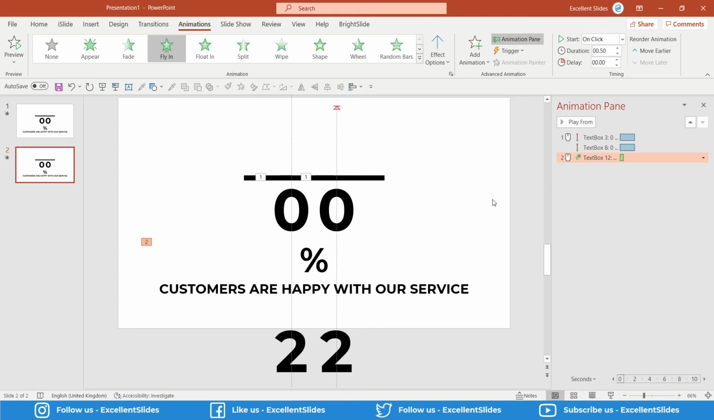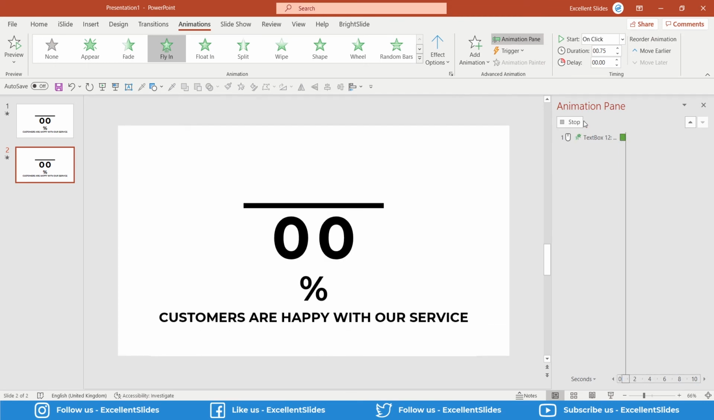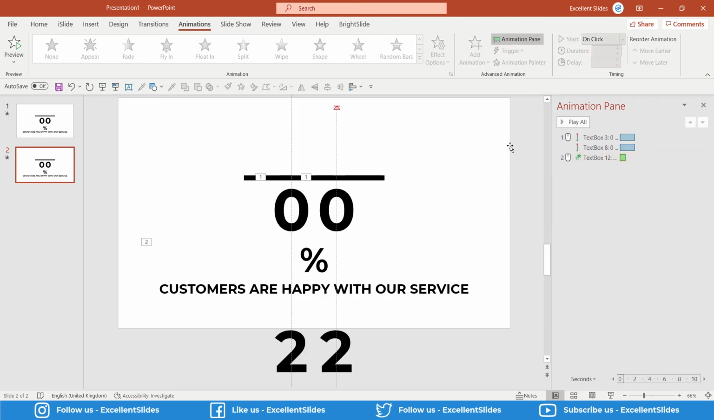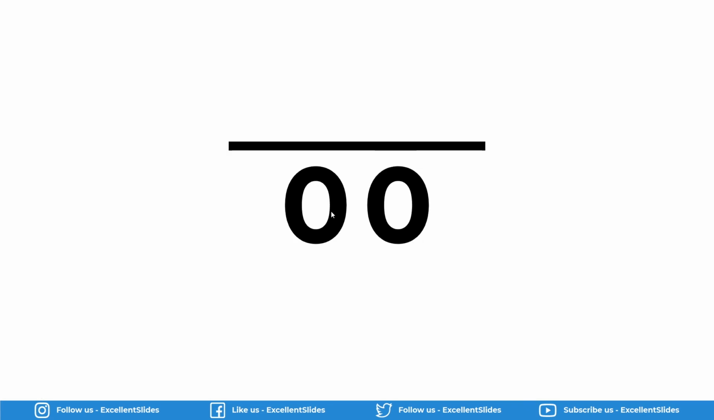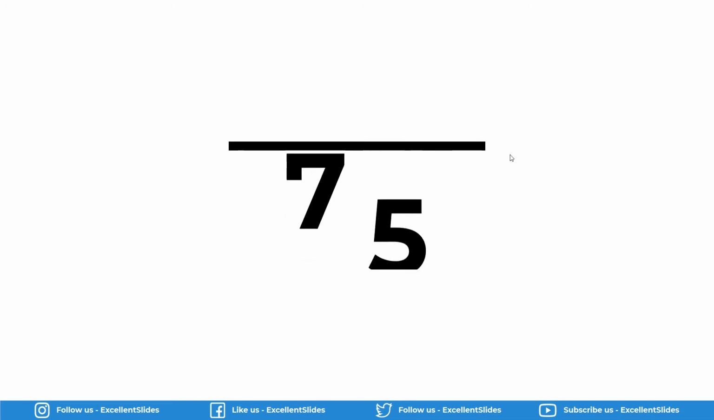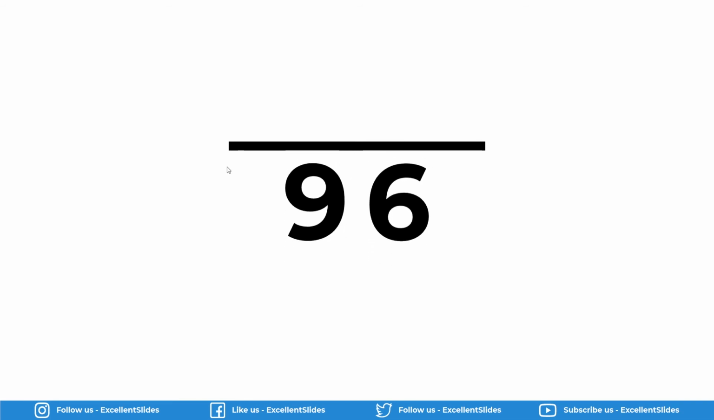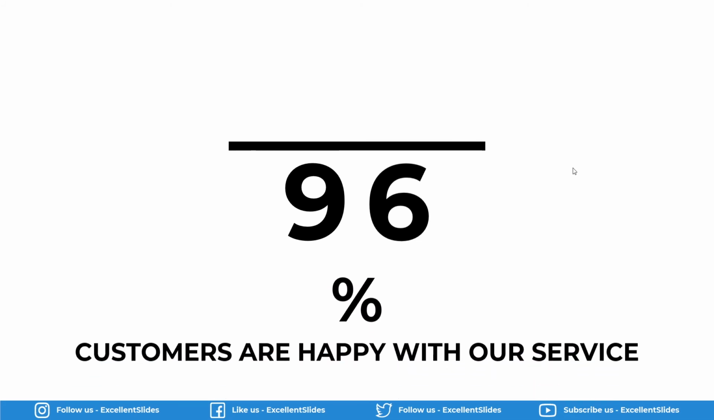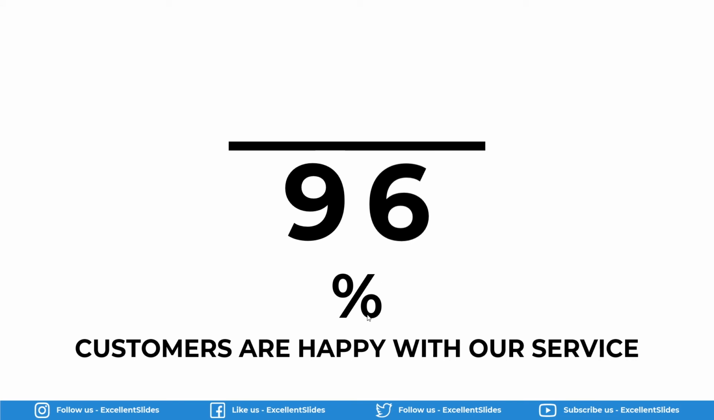Maybe we have to just increase the duration a little bit, maybe to 0.75. Let's check it. All right, that's perfect. So let's preview this effect. As you can see, now nothing is happening, but if we click our left mouse button, the first animation is playing, and as a second click, 96% customers are happy with our service. Exactly.